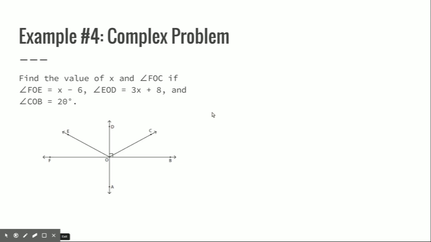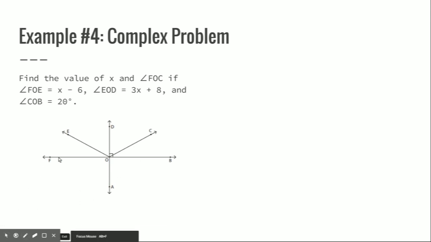All right, and let's look at one complex problem. So this one says find the value of x and FOC. So let's find out where FOC is. We've got F, O, and C right there. And it tells us a lot of information. Okay, it tells us that FOE, so F to O to E, is x minus 6. And E, O, and D is 3x plus 8. And that COB is 20. So there's a lot of information going on here.